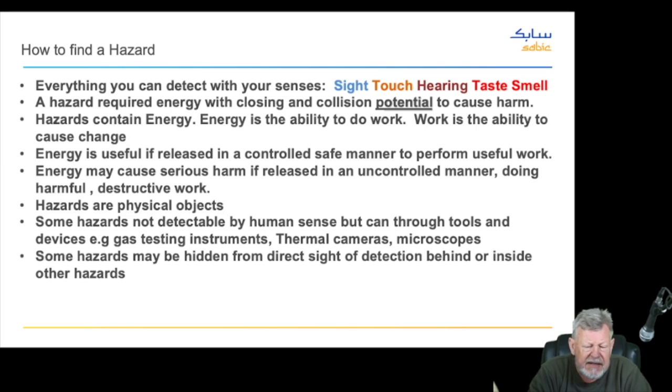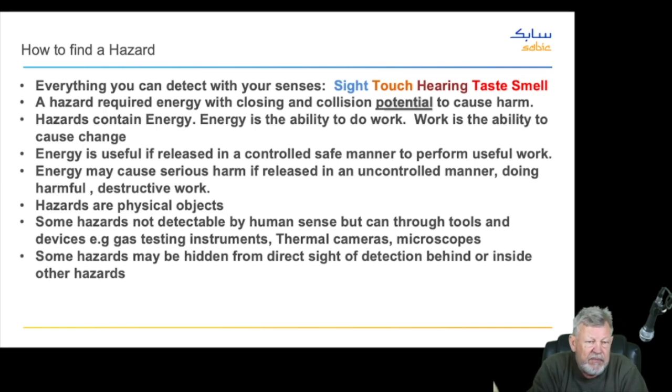We say that a hazard requires energy to close the gap between the hazard and the target and to be able to cause harm or useful work. All hazards contain energy in some form. Energy is the ability to make a change, to do work. If a hazard has got no energy, it's no danger to us. If you get up in the morning and you don't have the energy to get out of bed, there's not a chance that you're going to be fighting your enemy later on today.